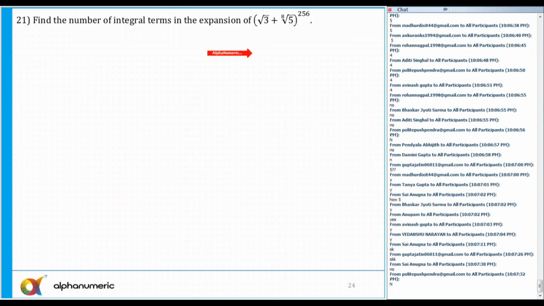Try this. Find the number of integral terms in the expansion of root 3 plus 8th root of 5 raised to power 256.